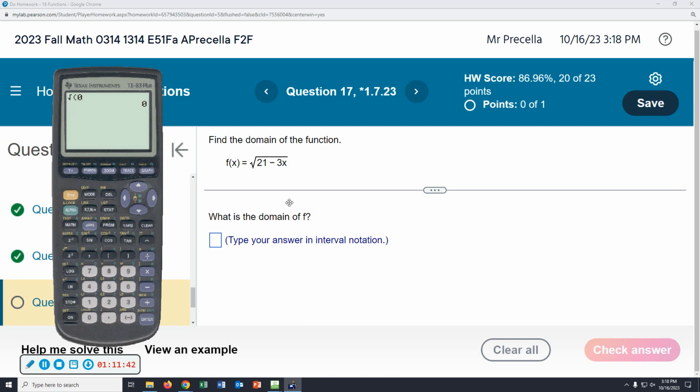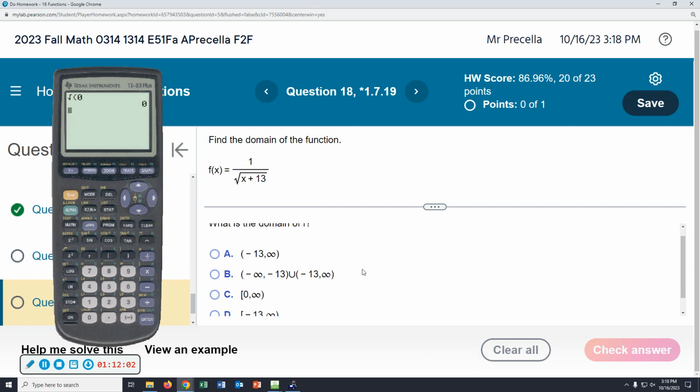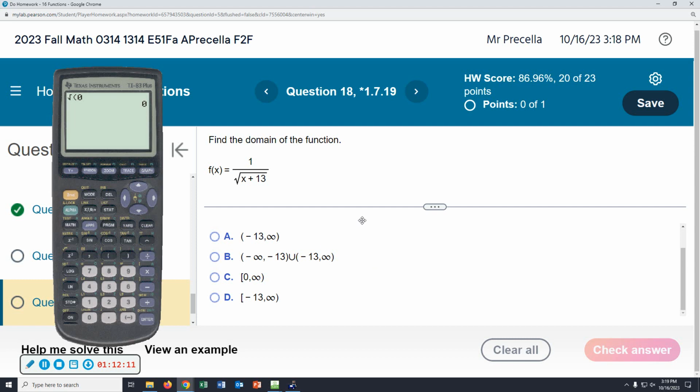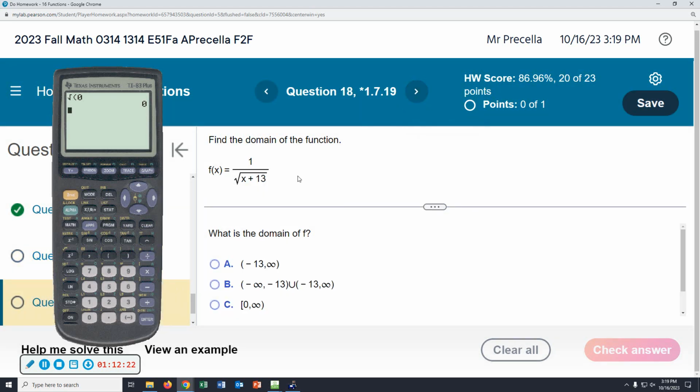Okay, so we're finding the domain. So he's writing down problem 17 and 18. Let me write down number 18. Besides the fact that number 18 is multiple choice and 17 isn't, there is a fundamental difference in number 17 and number 18, and it's going to determine how we approach it. How does 17 look physically different from 18?